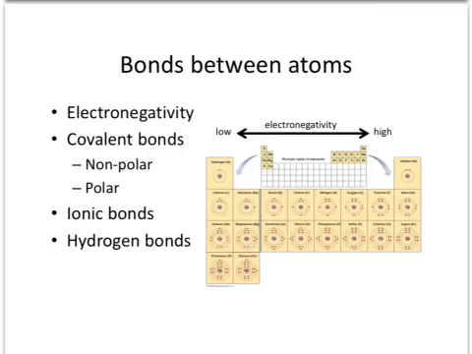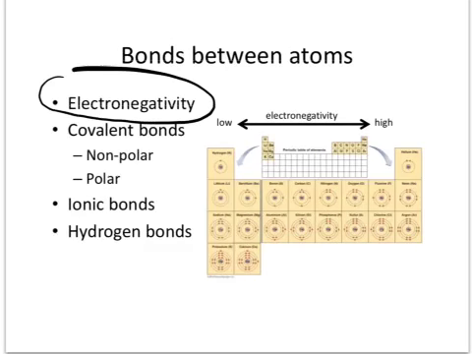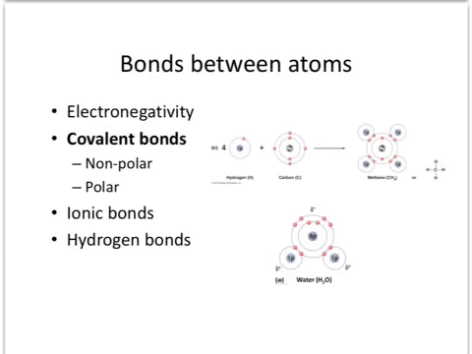Bonds form between atoms because the atoms will interact with one another. Typically, this interaction is going to occur because electrons are shared between the different atoms. And the way that the electrons are shared is determined by the individual properties of the atoms with their electronegativity. Electronegativity refers to the tendency of an individual atom to either attract or lose its electrons.